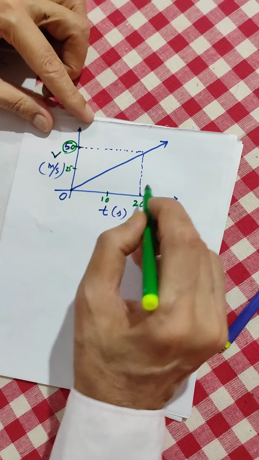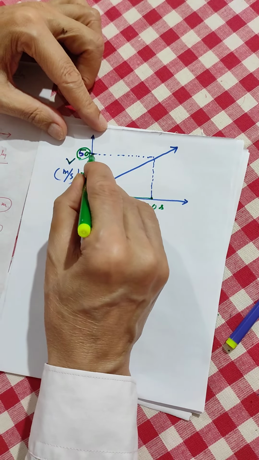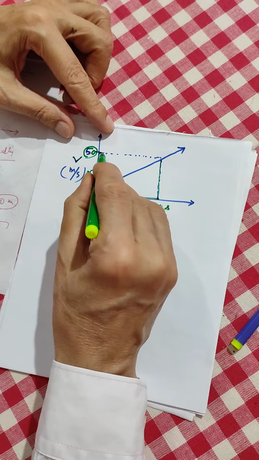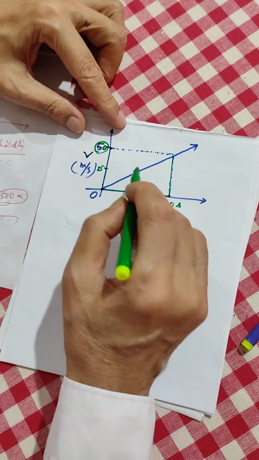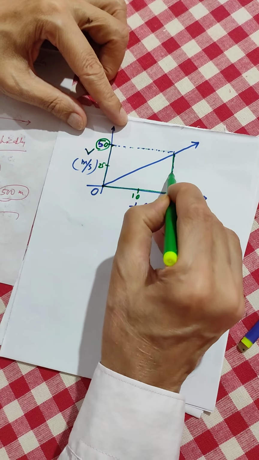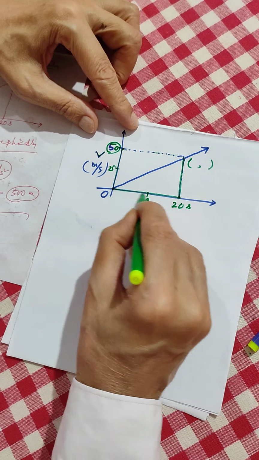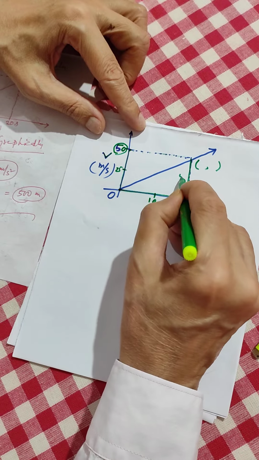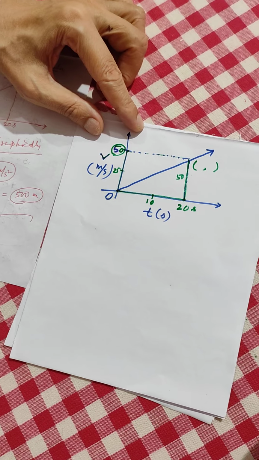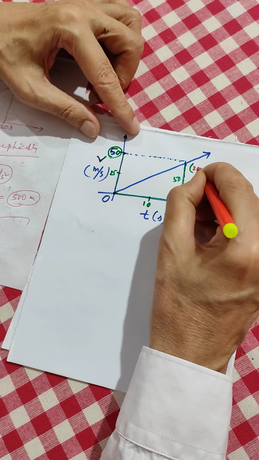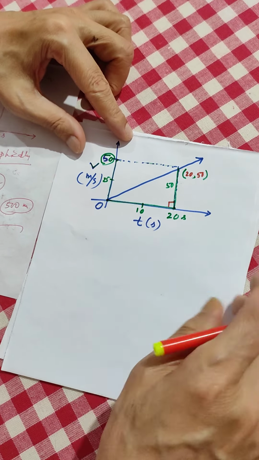Now if this is 20 and this is 50, then this is also 50, because this is a rectangle. Therefore, if you want to put the coordinates of this point, what will they be? 20, 50. This is 50, this is 50, this is 20. So if you want to place it, write the coordinates 20, 50. This is 20, this is 50, this is a right angle, isn't it?